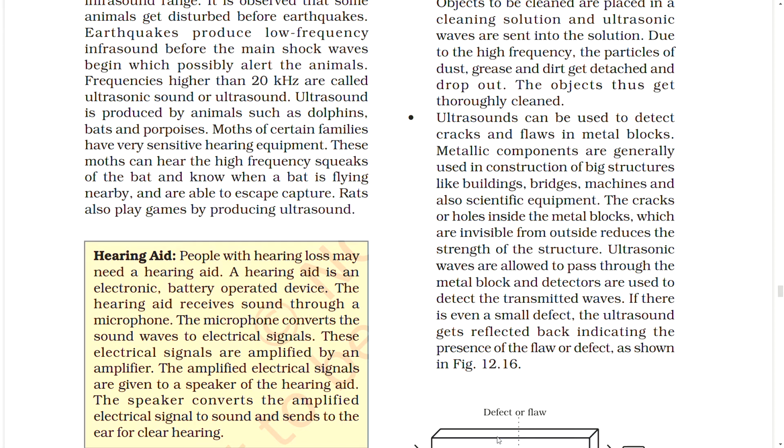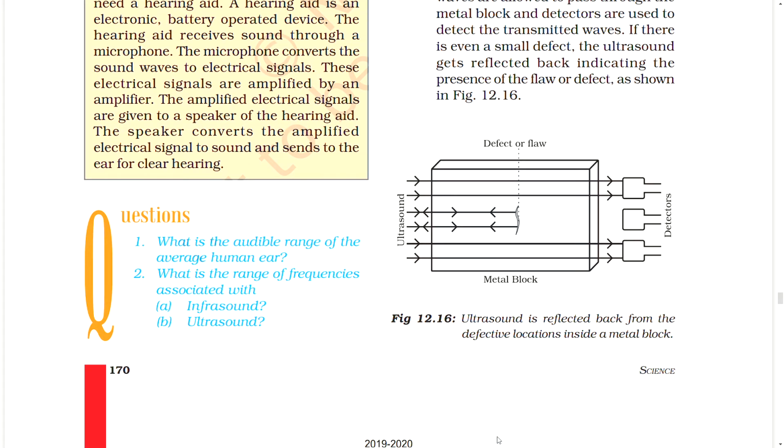Ultrasonic waves are allowed to pass through the metal block and detectors are used to detect the transmitted waves. If there is even a small defect, the ultrasound gets reflected back, indicating the presence of the flaw or defect, as shown in the figure. Figure: Ultrasound is reflected back from the defect locations inside a metal block.